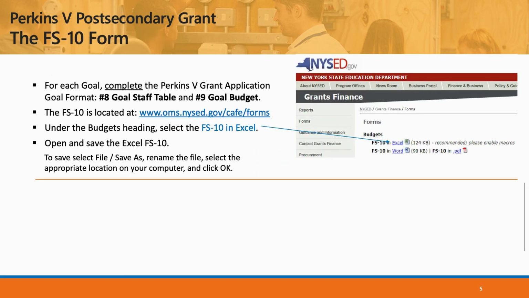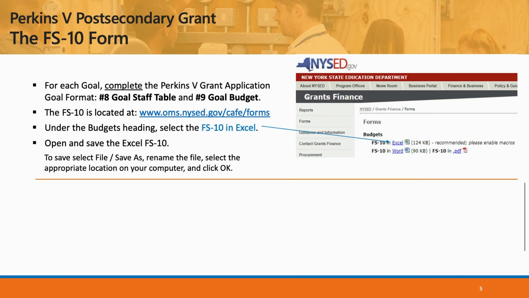Now let's discuss the specific forms required. Before completing the FS-10 form, we encourage you to complete sections number 8 and number 9 in the goal format section of the Perkins application. These are the goal staff table and the goal budget. They will assist you in completing the FS-10. This information is critical for you to determine what is necessary and how Perkins 5 money should be used to allow the institution to make progress on the institution's goals.